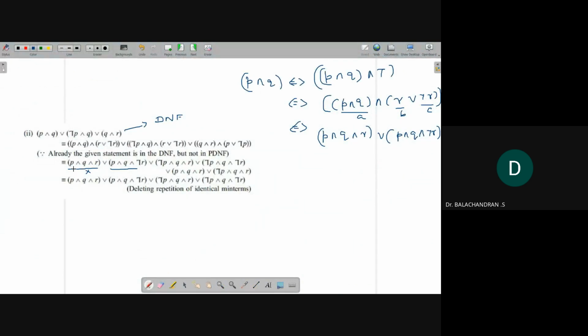I think these two are repeated. You can see here, the first one and the fifth one are repeated, and the third one and the sixth one are repeated. So two of them are repeated. Remaining we have 4 terms. You can write the four terms here. So this is the final answer. This is the PDNF.